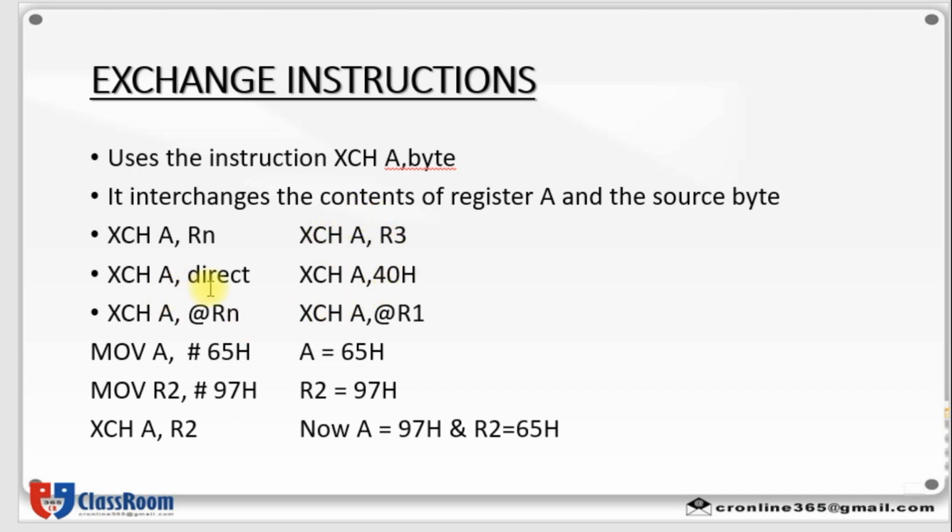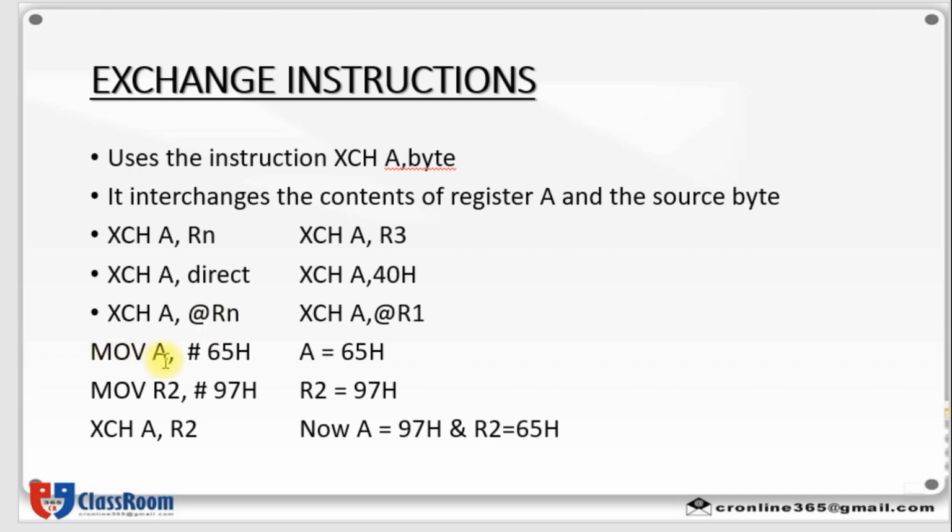Then XCH A comma direct. Direct means direct address. Direct address will be having some contents. That contents is exchanged with the accumulator contents. Then XCH A comma @Rn. @Rn means it is specified indirectly. @Rn will be indirectly showing some address and that address will be containing some value. That value will be exchanged with the accumulator.